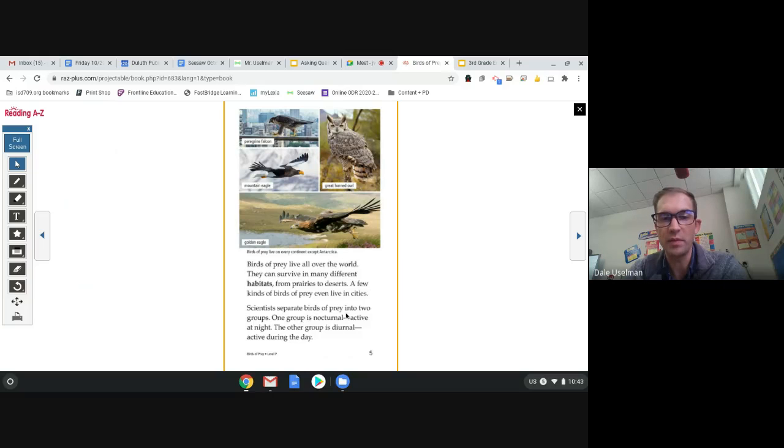Scientists separate birds of prey into 2 groups. One group is nocturnal. I'm not sure what nocturnal means, so I'm going to keep reading to see if I can figure it out. Active at night. Oh, well, that is super helpful. It tells me right there that nocturnal means that they're active at night.